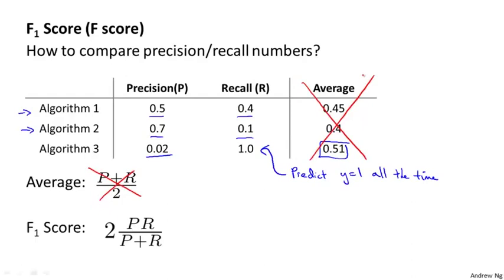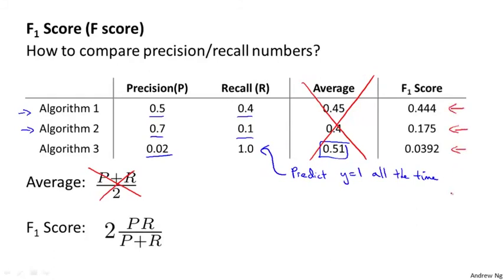In contrast, there's a different way for combining precision and recall. It's called the F-score, and it uses that formula. And so in this example, here are the F-scores. And so we would tell from these F-scores that it looks like algorithm 1 has the highest F-score, algorithm 2 has the second highest, and algorithm 3 has the lowest. And so, if we go by the F-score, we would pick probably algorithm 1 over the others.